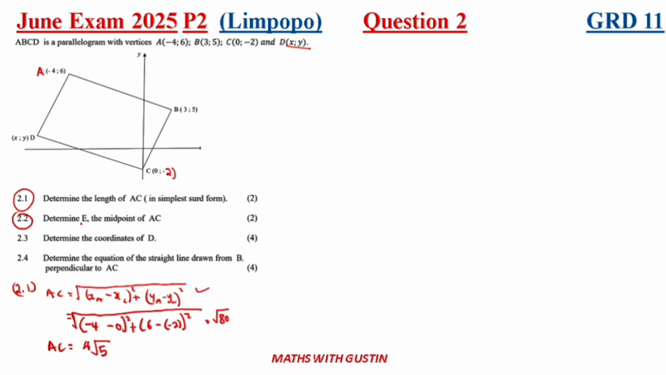So 2.2 says determine E. E is the midpoint of AC, so E is sitting somewhere here, the midpoint of AC. We're just going to come here, say 2.2, then we apply the midpoint formula, midpoint of AC. We say x at A plus x at C all over 2, and then y at A plus y at C all over 2. This is the midpoint formula, guys.